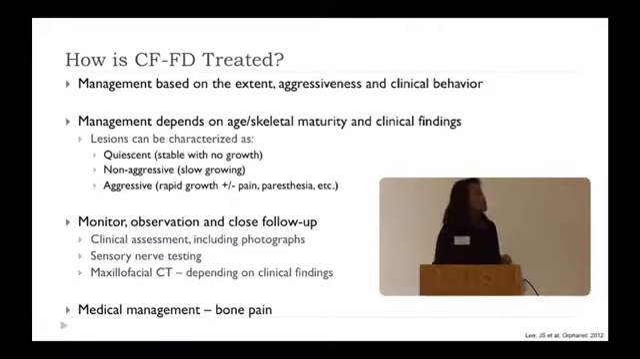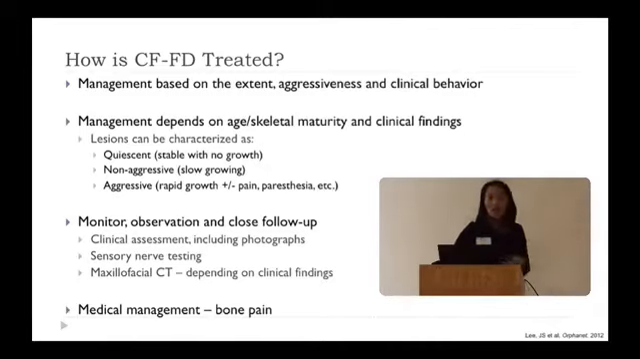One of the most critical findings from the work at the NIH is that monitoring is actually a good thing. Typically, monitoring with close observation and close follow-up may be the best treatment option for most patients. And that includes monitoring for any sensory changes, including the vision, and using imaging when necessary. And again, that would depend on what we find in terms of our clinical assessments.